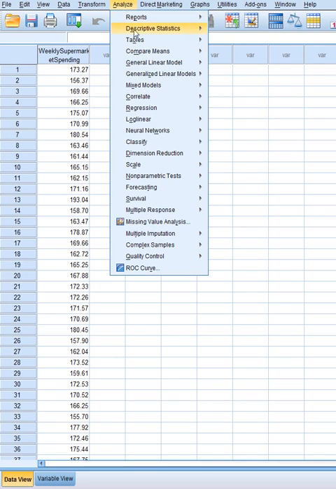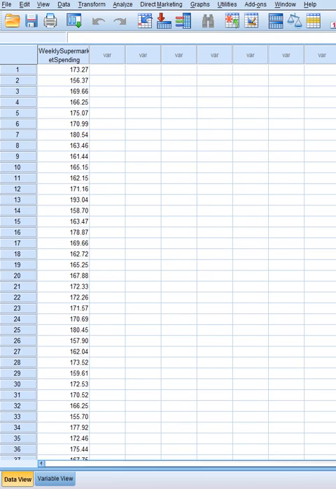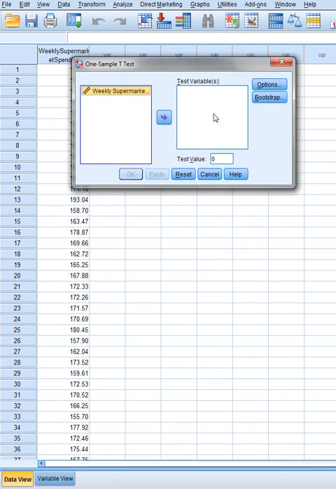So we're going to go to compare means, one sample t-test. Sorry, they weren't independent samples, it's a one sample t-test because we've only got one sample. So I've just put the weekly spending amounts into the test variable box, and I'm going to add 156. Now this is the hypothesized value.